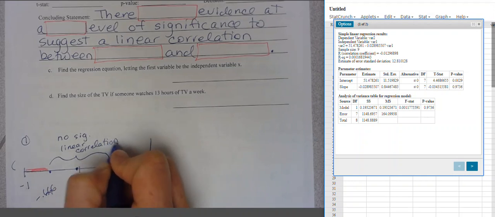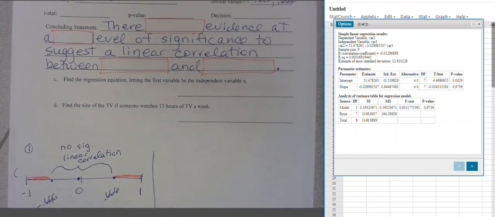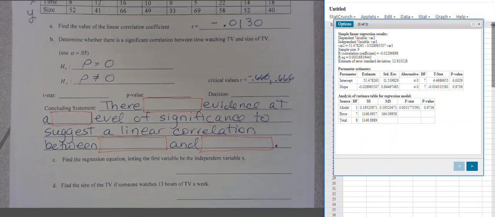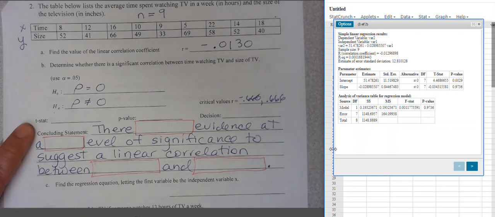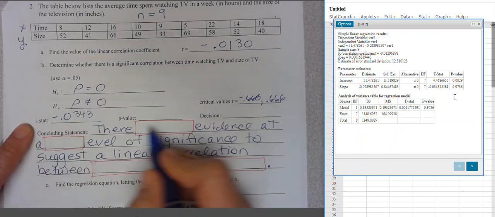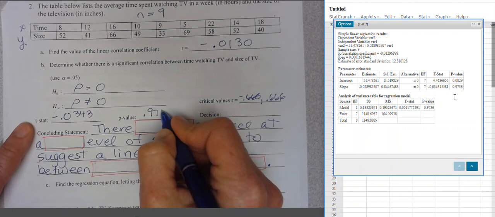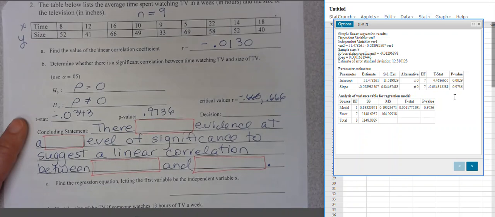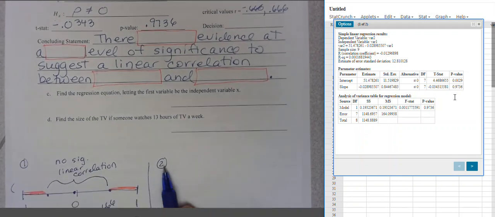All right, so we've done the first method to try and decide if we have significant correlation or not. We don't, but let's look at the p-value and see what's going on there. I think we're going to confirm the same thing. There is not a correlation going on. Our test statistic, if we look in this row for slope, follow it over, is negative 0.0343. That will in turn give us a p-value of 0.9736.